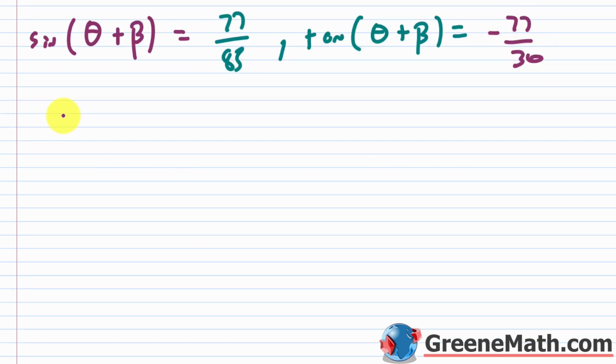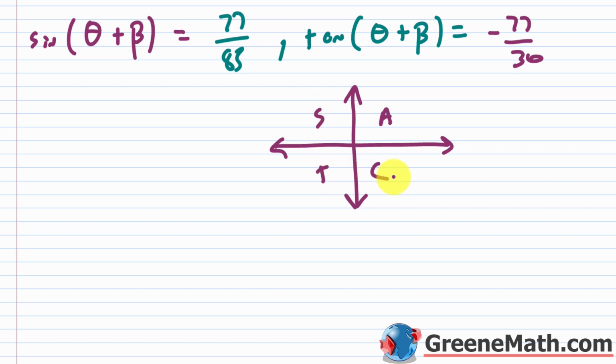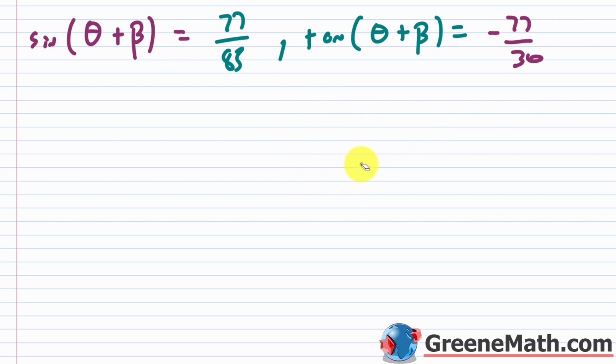For the quadrant of theta plus beta, sine is positive, tangent is negative. So let's think about this. Again, if I use my poorly drawn coordinate plane here, all students take calculus. In the first quadrant, they're both positive, so that's out because this is negative. In the second quadrant, sine is positive and tangent is negative. So that's where I am, because if I go to quadrants 3 or 4, sine is going to be negative, right? So it's got to be in quadrant 2 where sine is positive and tangent is negative. So I'm just going to say that theta plus beta is in quadrant 2.